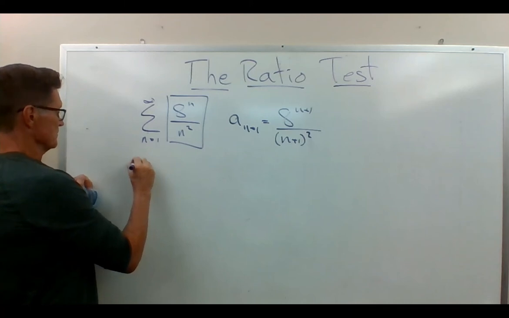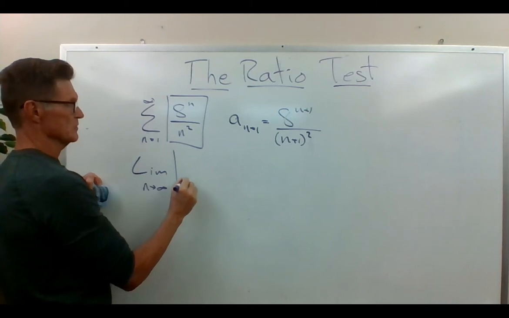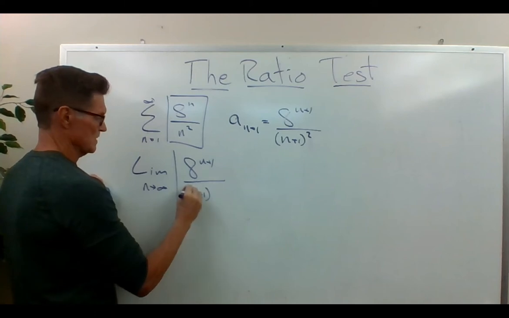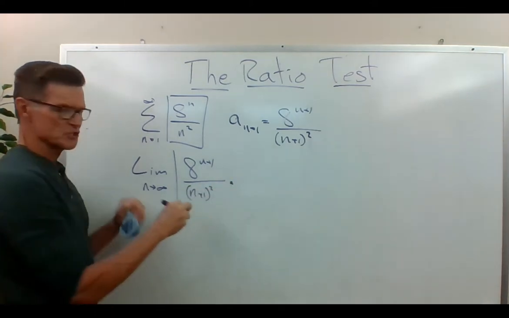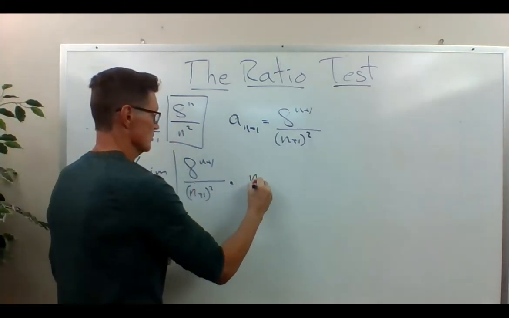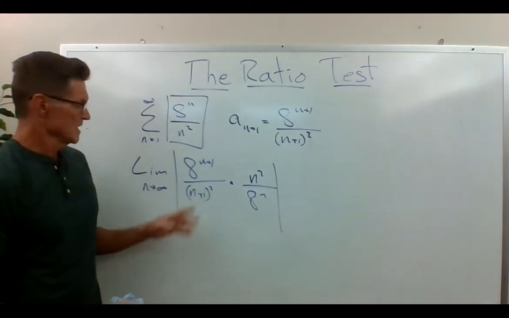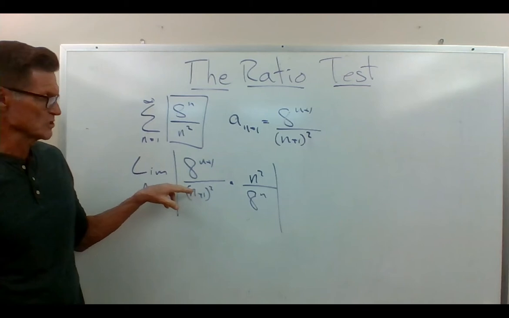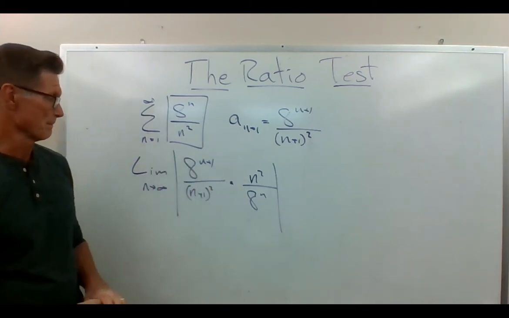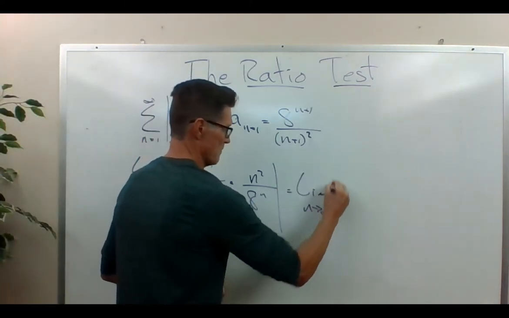Now I want to take a limit as n approaches infinity of the absolute value of 8 to the n plus 1 over n plus 1 squared times, I'm just going to skip the division part and go to multiplication by the reciprocal now. Okay, so n squared over 8 to the n. So once again, it's a sub n plus 1 divided by a sub n, or times the reciprocal of a sub n.